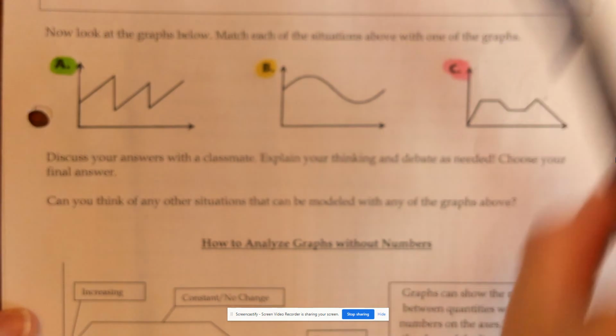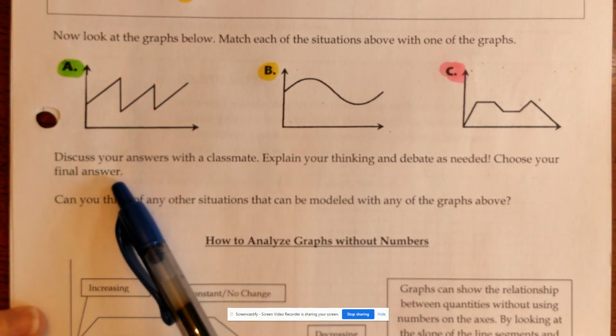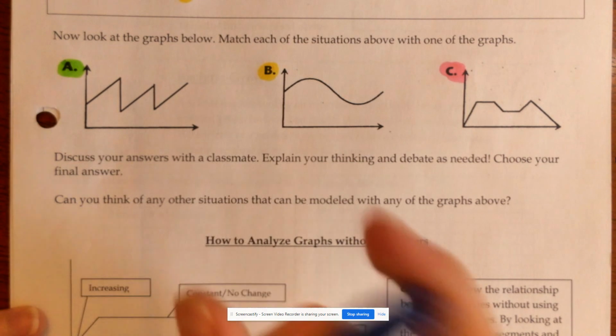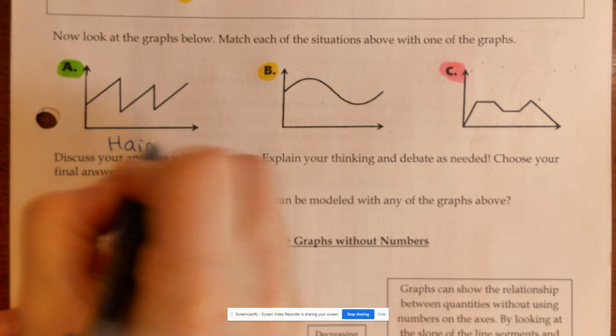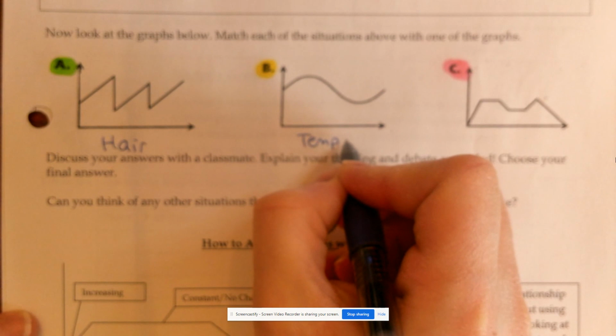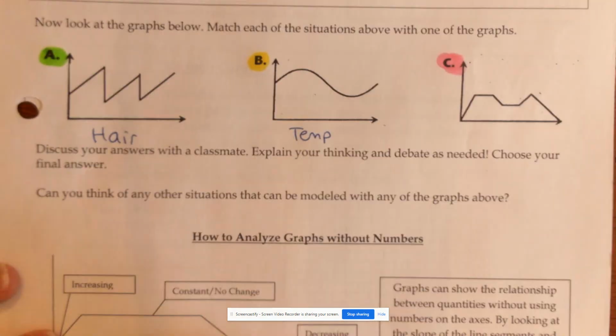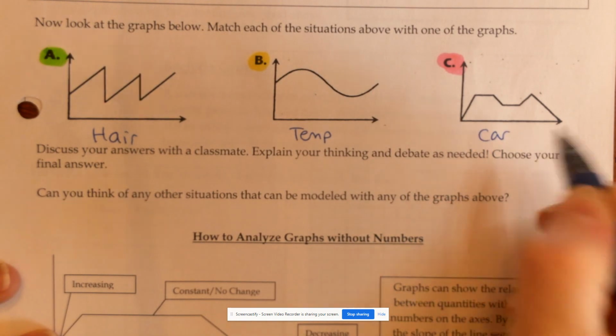Discuss your answers with a classmate, explain your thinking, and debate as needed. So choose your final answer. So those are our final answers. A is the graph for hair. B is the graph for temperature. Now this is outside daily temperature, because sometimes we do talk about the temperature in an oven, and that does not operate the same necessarily as outdoor temperature. And C was the car.